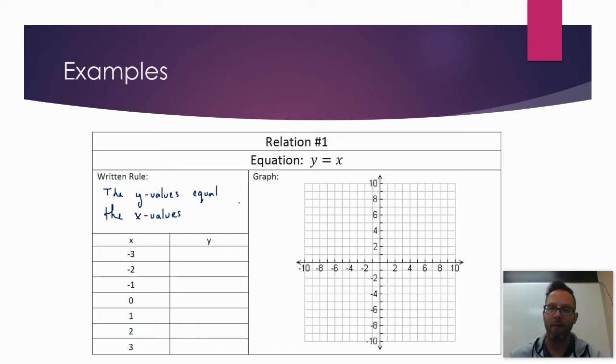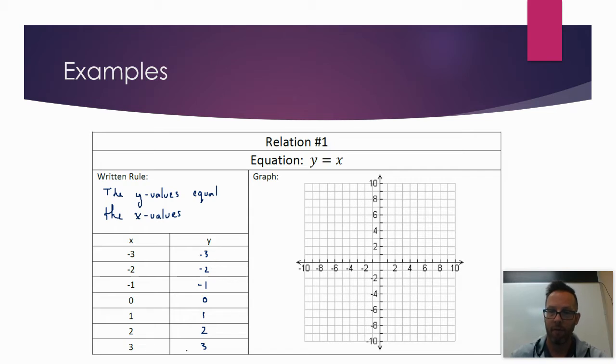So what are the y values? How can we use this rule to get the corresponding y values and generate a graph? Well, use the rule. The y values equal the x values. This might be the easiest table of values to make of all time. So when x is 0, y is 0. When x is 1, y is 1, etc., etc. That has given us 7 points that we can draw on this graph.